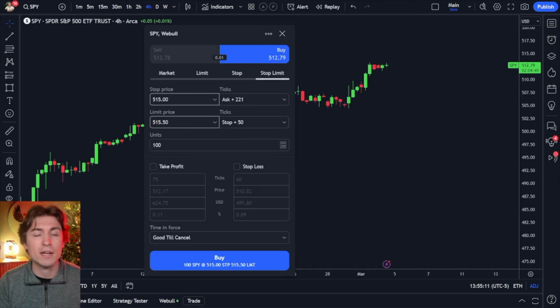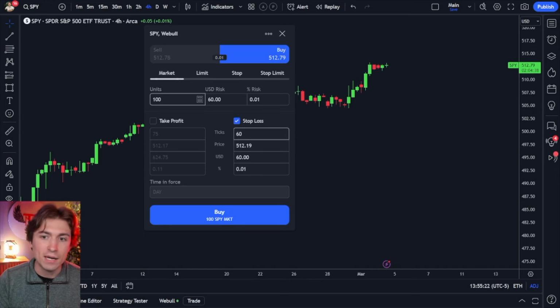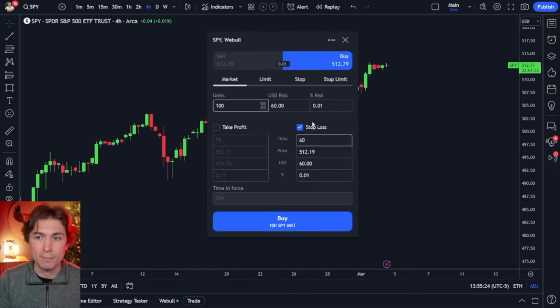Next up, we'll talk about how you can add a stop loss to your current position. There's a couple ways that we could do this. You can actually set a stop loss when you take a trade. So let's say buy stop on WeBull directly. Let's say I bought this at market and I put a stop loss at 512.20, right?